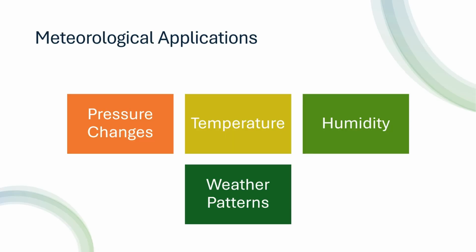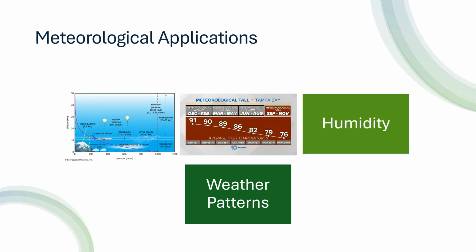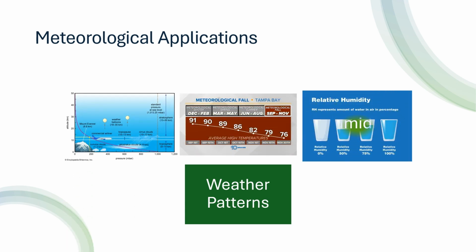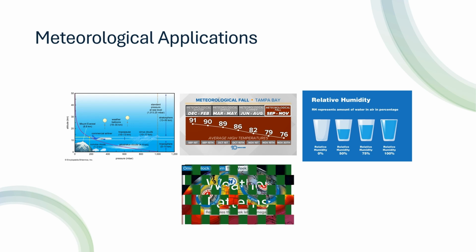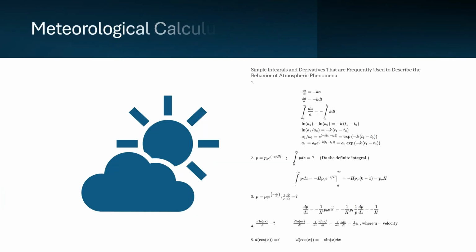For meteorological applications, meteorologists use pressure changes, temperature, and humidity to detect and predict weather patterns. These are some examples I found online of meteorological calculus equations. These are 5 different examples of what they would use to describe the behavior of atmospheric phenomena.